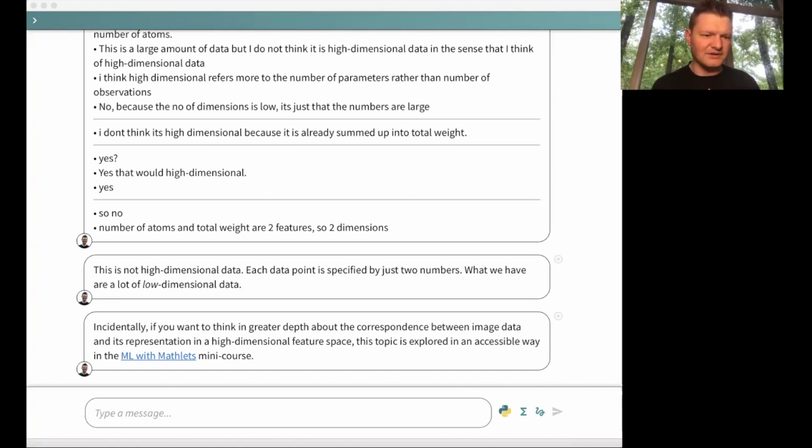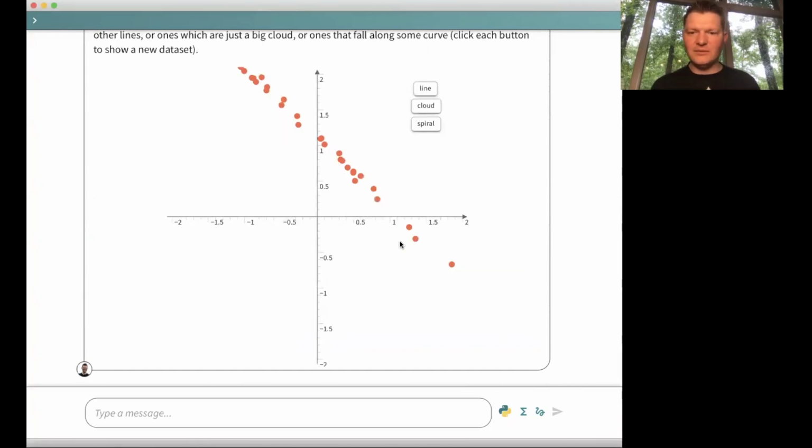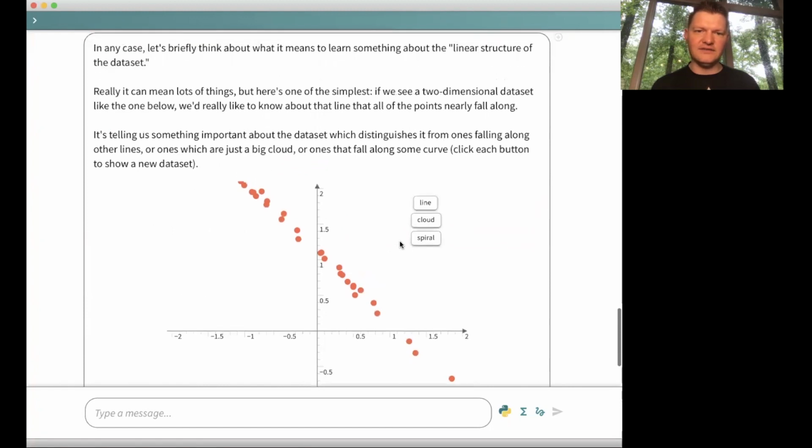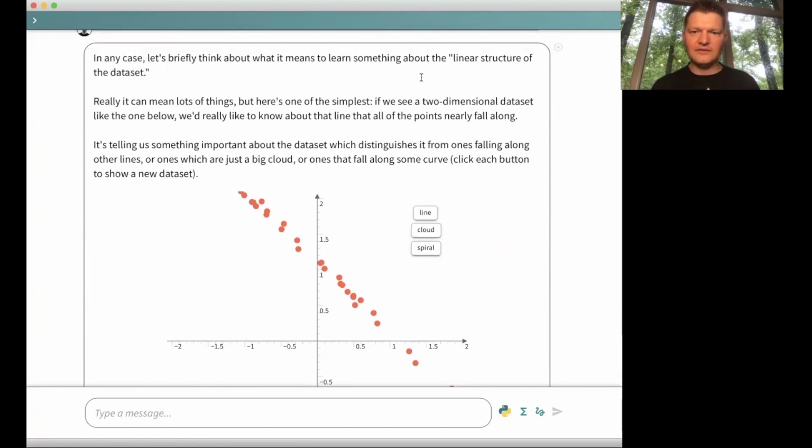That's hopefully pretty fun. Let's move on now to thinking about what it means to talk about the structure of a data set, or rather the linear structure of a data set. So I want to put a picture in your mind to anchor you as we move forward, so you can come back to this picture and think about it in the context of what we're going to discuss later.